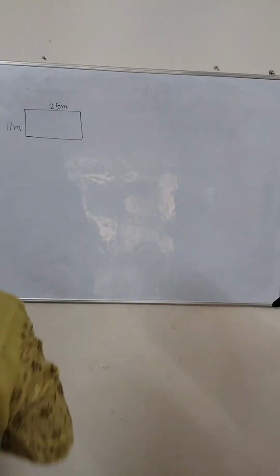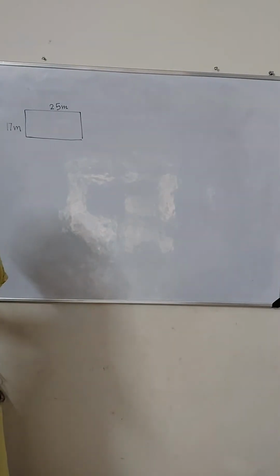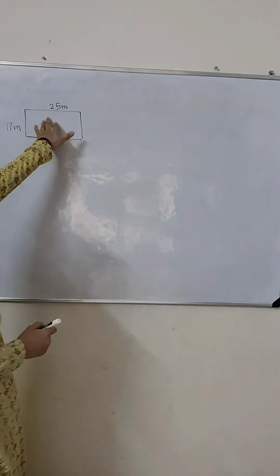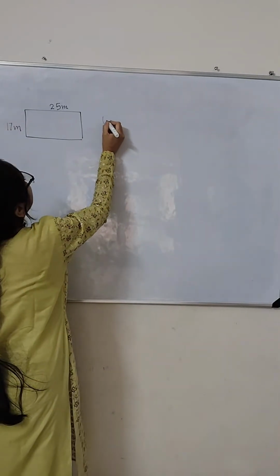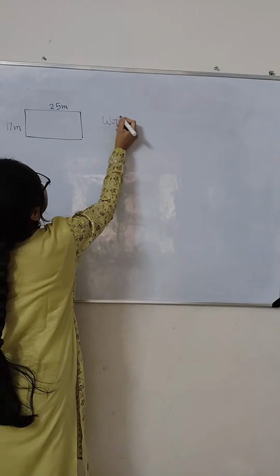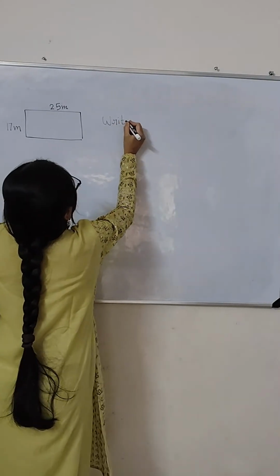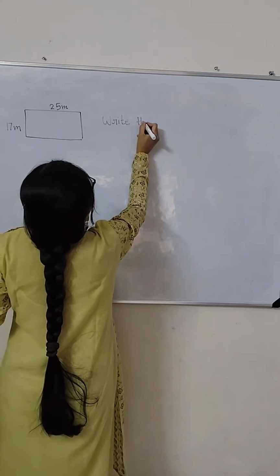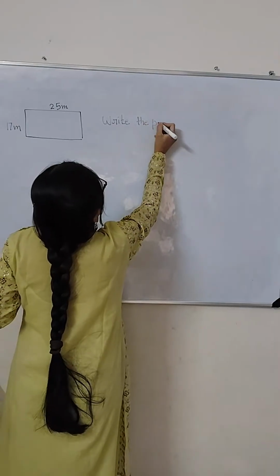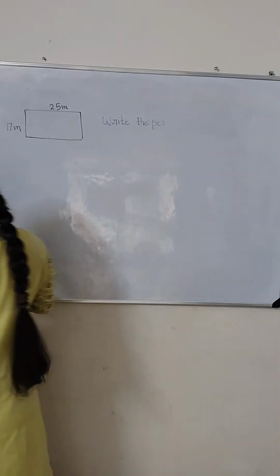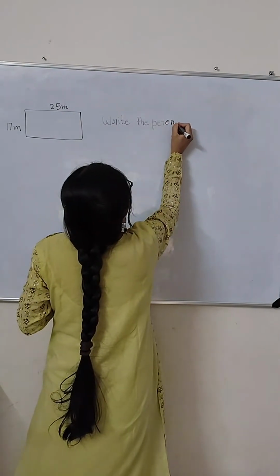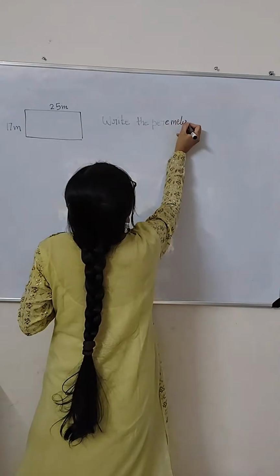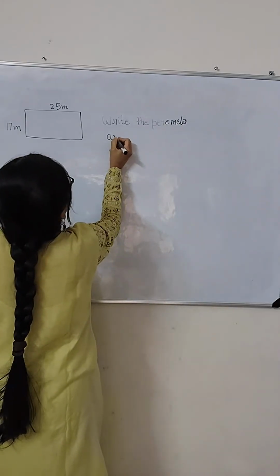It is a rectangular shape. Okay? I write this: 25 meter and 17 meter. Write the perimeter and area.